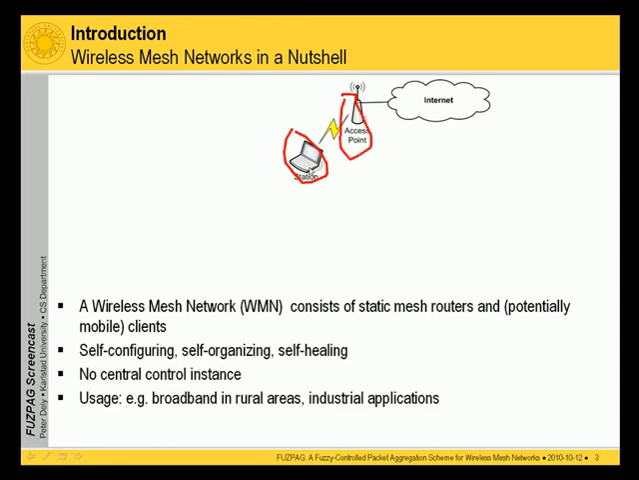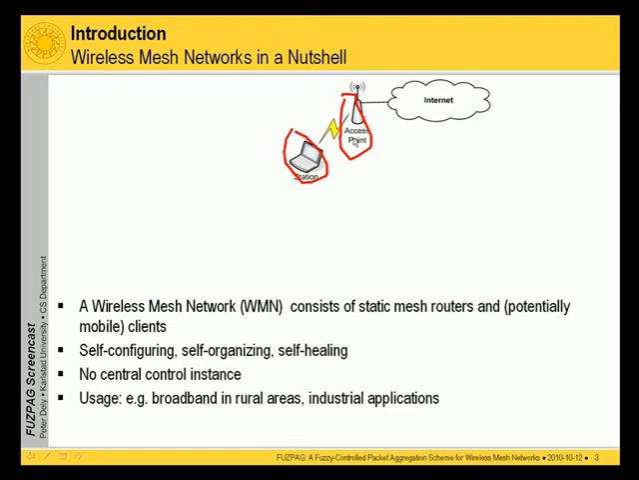If a station, for example a notebook, would like to connect to the internet, it associates with an access point and wirelessly transmits data to the access point, and the access point forwards the data to the internet. The problem with this setup is, if the station moves further away, the wireless link will break and no more access to the internet is possible.